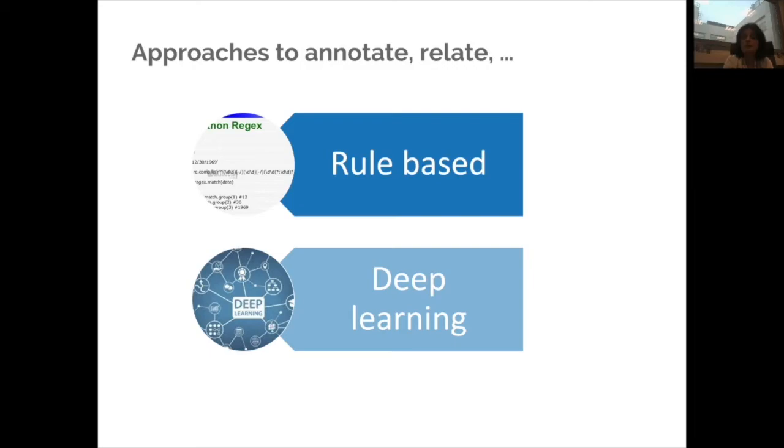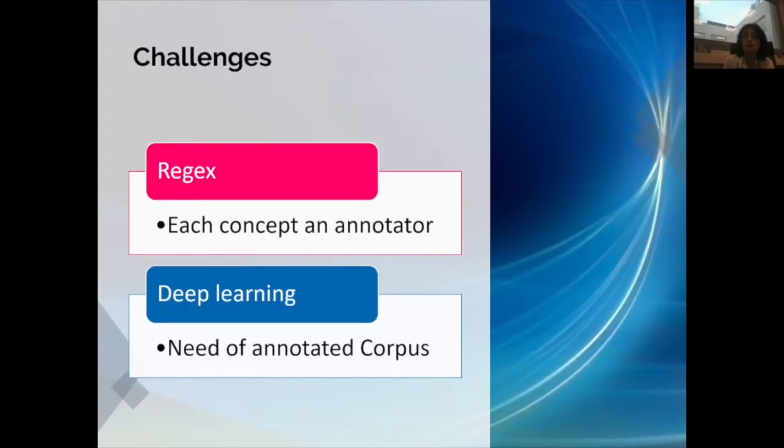But what is the main problem that we have with machine learning approaches, and in particular with deep learning, which are showing to be the ones really having good results? The thing is that with deep learning, we need an annotated corpus. And as we are going to see, that is not there, because we have the clinical narratives, but they have not been annotated. On the other hand, with regular expression-based approaches, for new concepts we need new annotators.